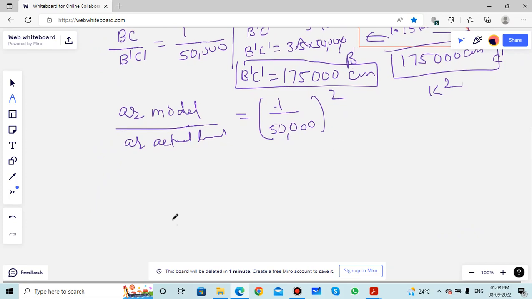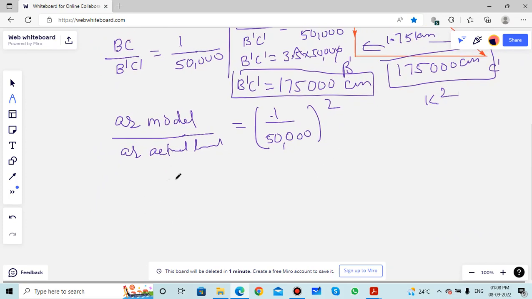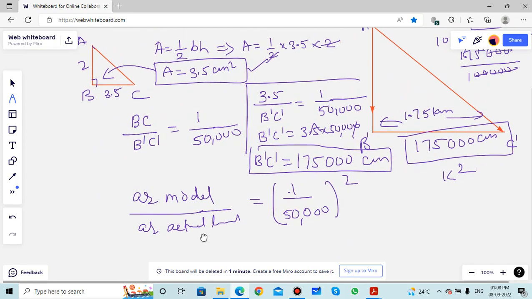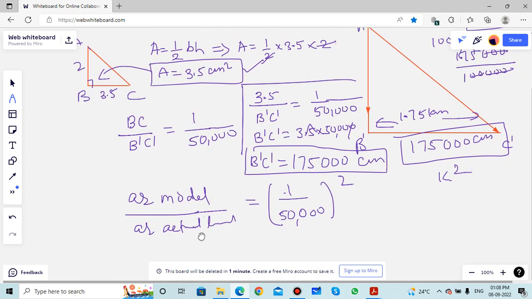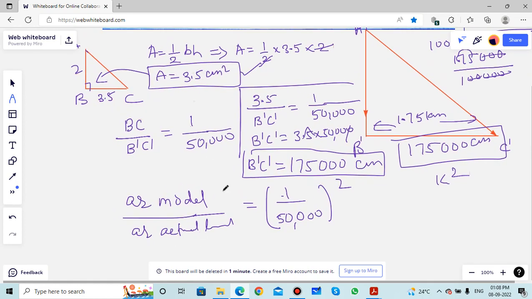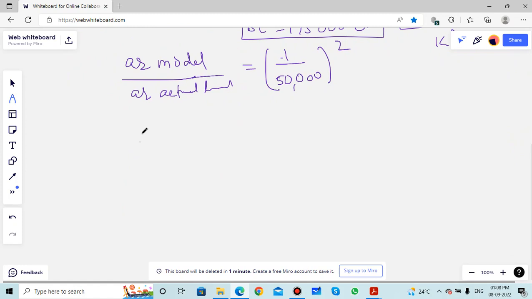Understood the point here? So area in the model, why do we square it? Because area is in square. Area of the model is 3.5 centimeter square. You can see that here. So I'll write it here. 3.5, and area of actual land, I'm just writing area of land is equal to 1 upon 50,000 into 50,000. Simple.